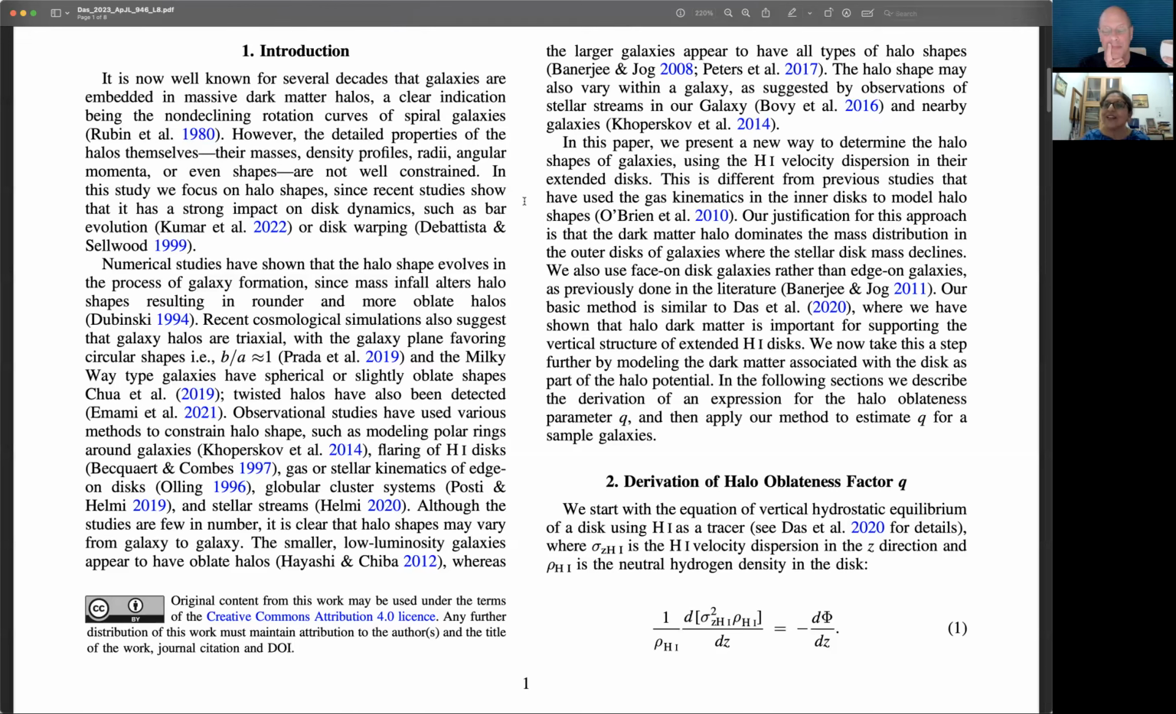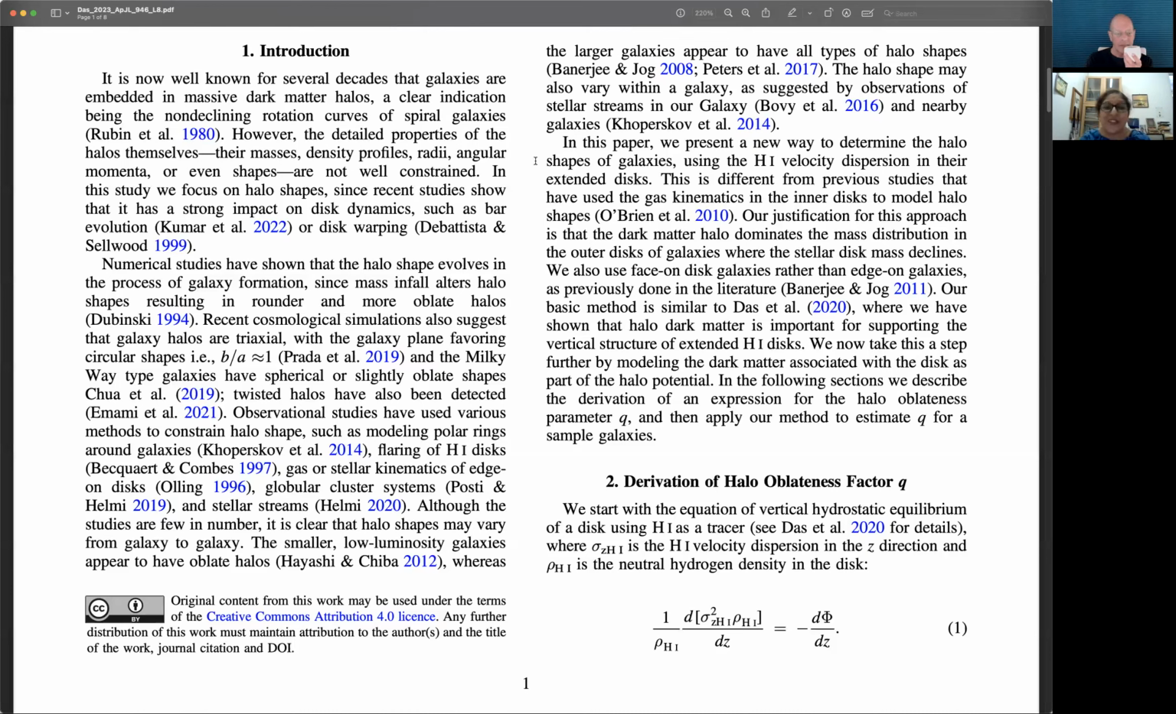Now, I just want to mention a couple of the studies that people have done historically for halo shape before we launch into my own work. So I think the first approach for determining halo shape was from the polar ring galaxies. These are disk galaxies with rings of stars and sometimes gas associated with them. And they are due to the accretion of small satellite galaxies. And taking the polar ring to be spherical, one can put estimates on the axis ratios of the halo. So that's been one approach.